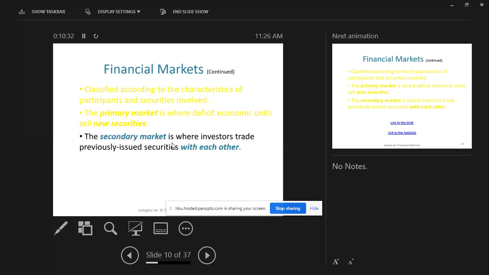What is the secondary market? The secondary market is where stocks already issued trade between different investors. So that is a secondary market.